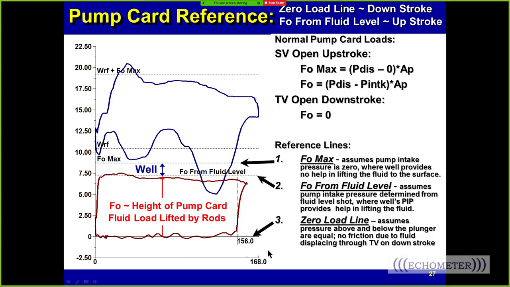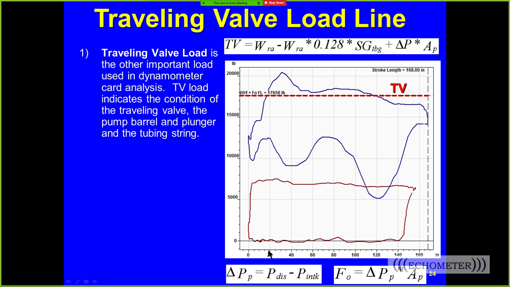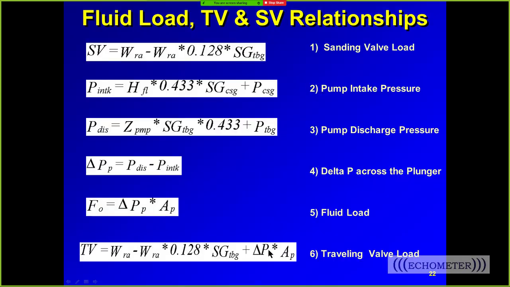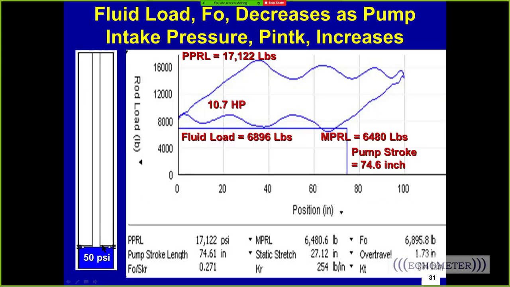And so if we go back and look at that display here, I don't remember where it's at. I think it's at the beginning. Here, the fluid load's a maximum because there's no intake pressure. The fluid is down at the pump. And so this means that there's a lot more load, and this is more stretch. See, here's the peak load's higher because you had to stretch the rods more, which means you lose more inches.